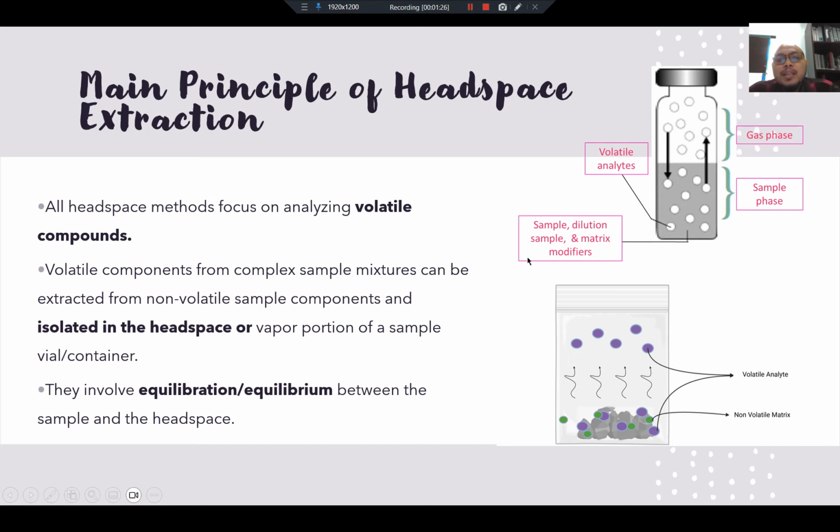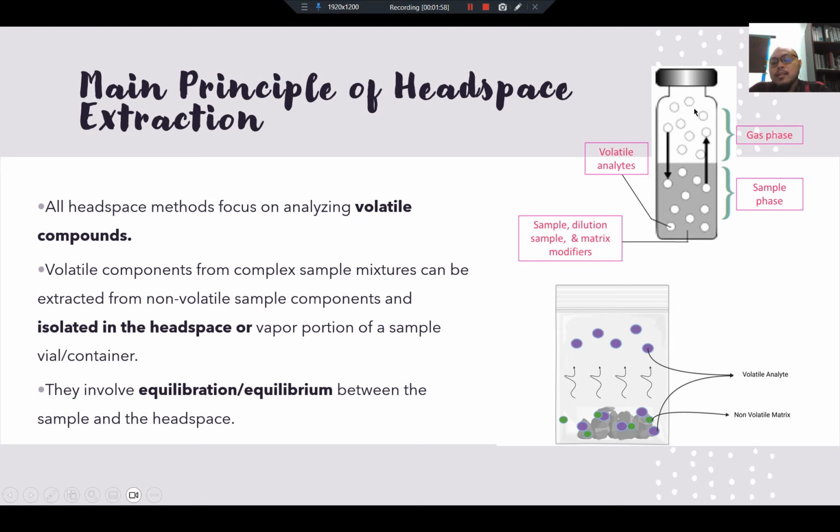In this principle, there is also equilibration, or equilibrium, between the sample and the headspace. After a while, everything must reach equilibrium. After, say, 5 minutes, no more analytes can be transferred to the headspace because they have reached the maximum condition for that parameter. They get accumulated in the headspace, and then you can collect them and start the analysis.